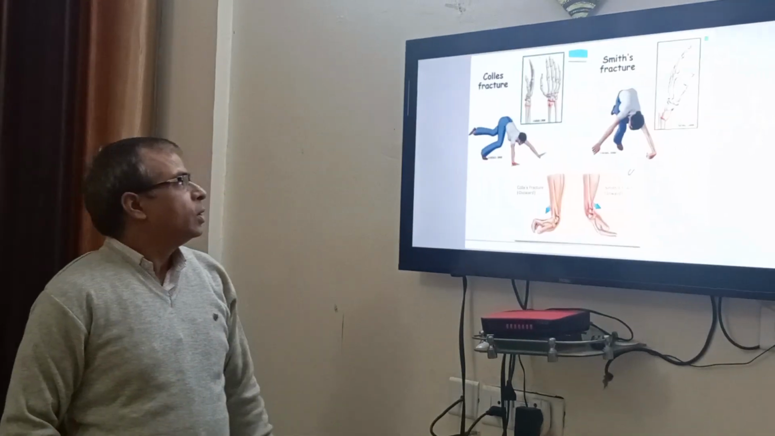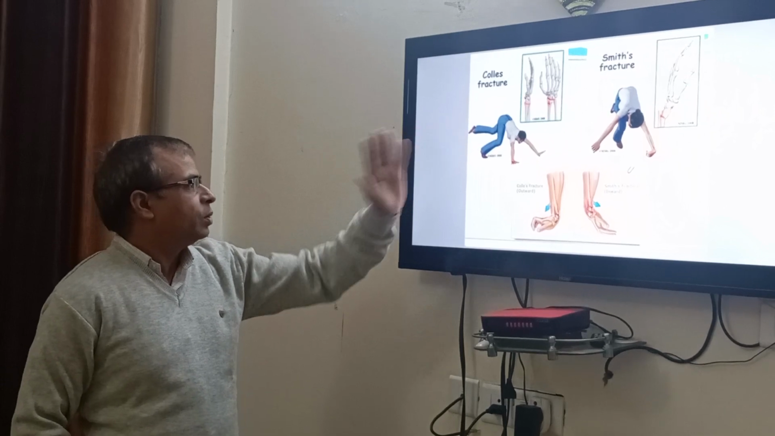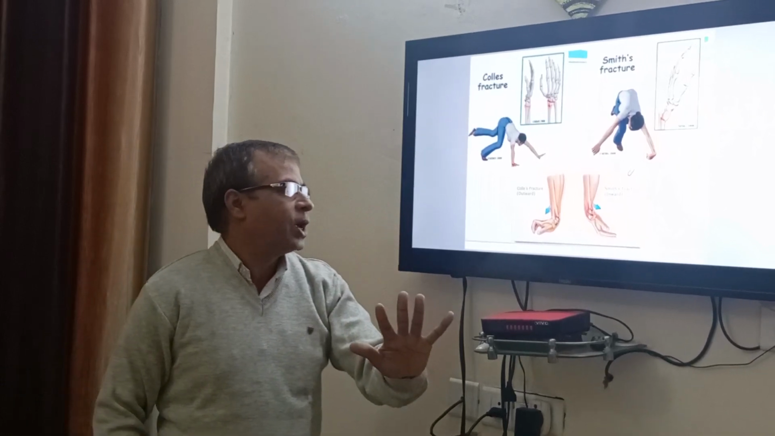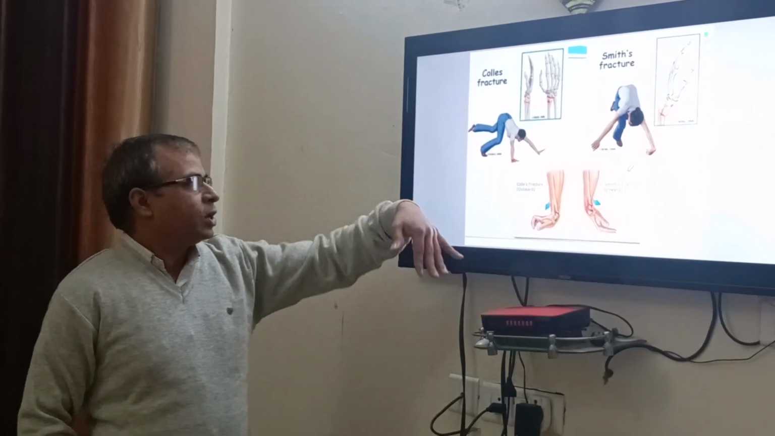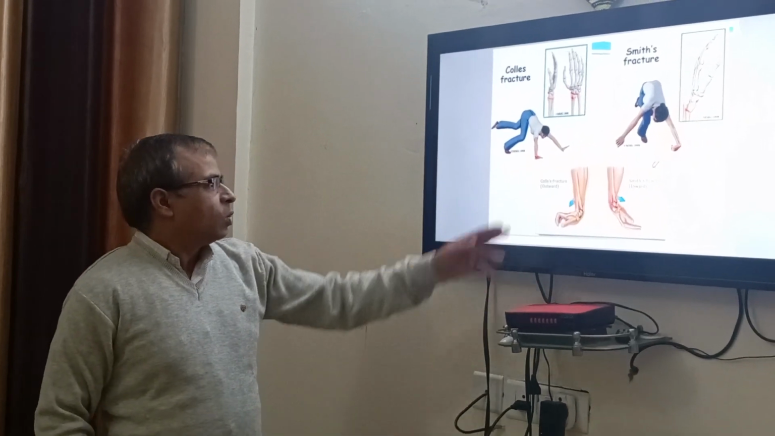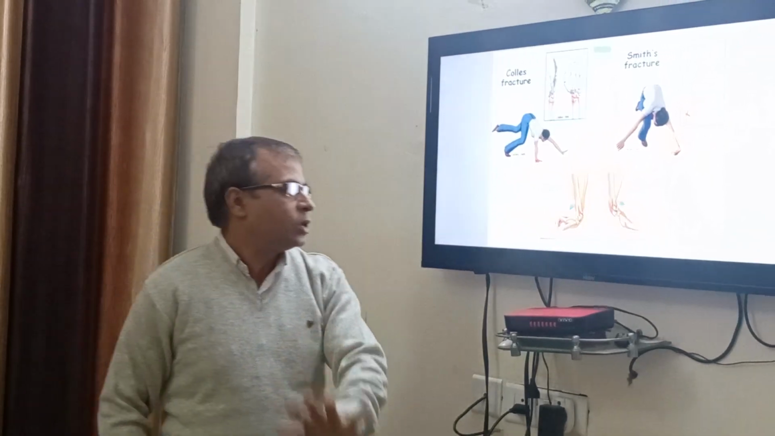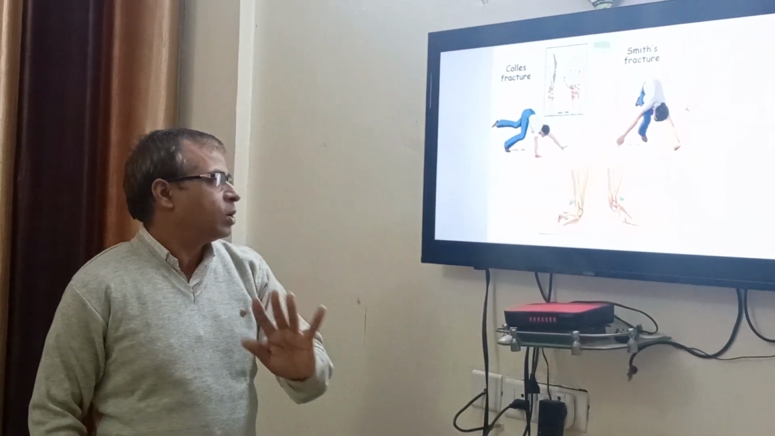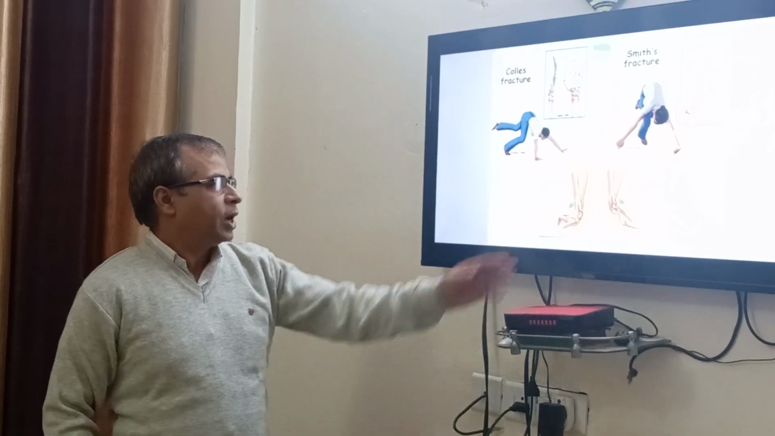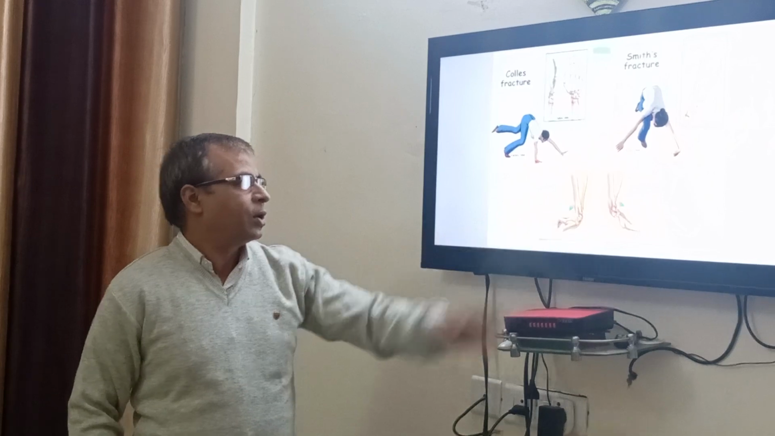So this is the mechanism of Colles fracture: when the wrist is in extension, open hand at rest. If the wrist is in flexion, then it leads to the Smith fracture. Colles fracture is with the hand in the outstretched position, or wrist in extension, and here in flexion of the wrist, or inward.